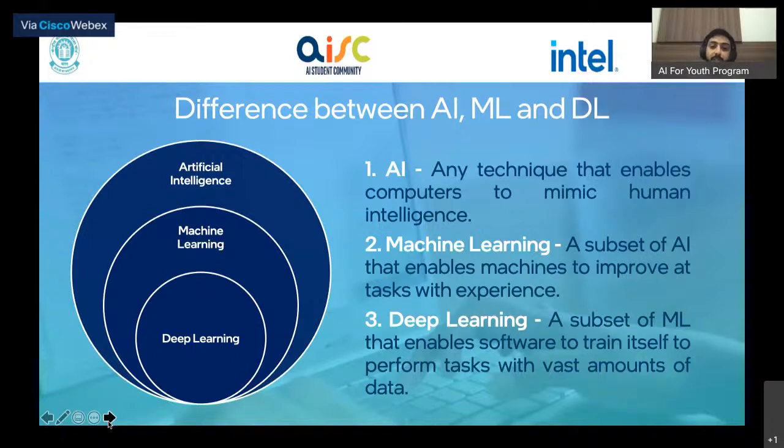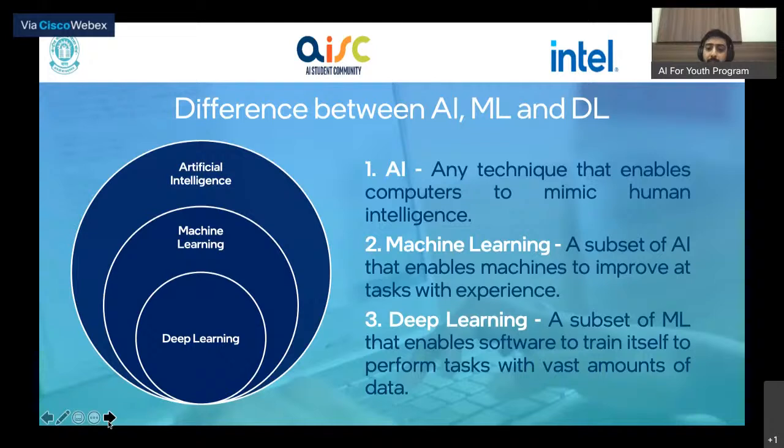So what is machine learning? It's a subset of artificial intelligence that enables machines to improve at tasks with experience from their own learnings. How does a machine improve in its tasks without being explicitly programmed? That is machine learning. We may have used machine learning applications in our day-to-day life, for example, recommendation engines on Spotify and Netflix, Google search engines, and voice assistants. All these come under machine learning.